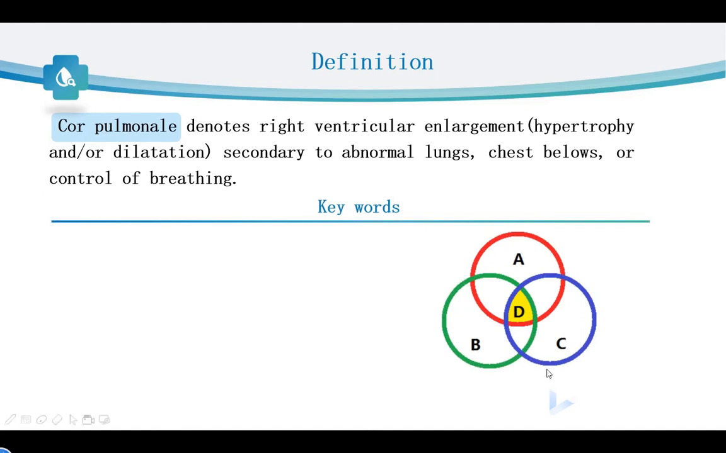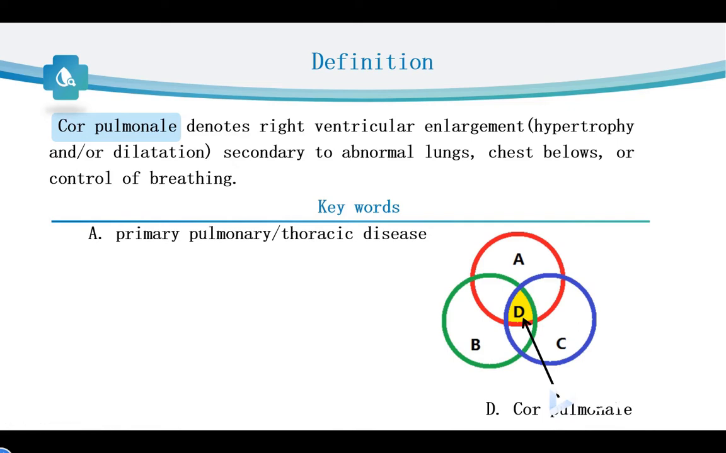Let's look at this picture. There are 3 circles in this picture, including the circles A, B, and C. The common portion of the area D is the cor pulmonale. And what are A, B, C?